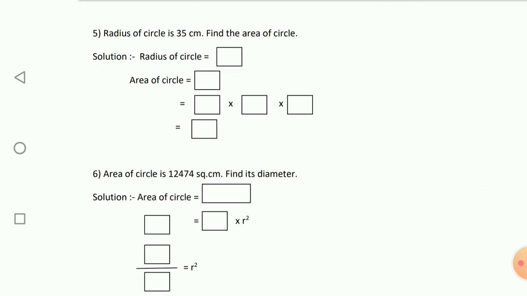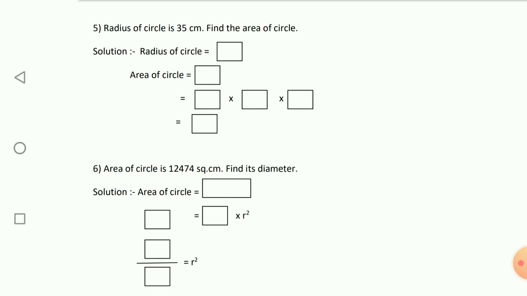Next question: radius of circle is 35 centimeter. Find the area of the circle. First it is given as radius of circle is equal to a box. What are you going to write in that? 35 centimeter. They are asking what is the radius, so you write the measurement given in the question. That answer you are going to write as 35.